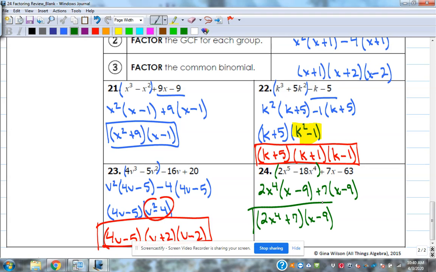Again, very important. Remember your rules. Descending order first. GCF, count the terms. 2 terms is either a difference of squares or a sum or difference of cubes. 3 terms, we're going to use the X method. 4 terms, we're going to group. And that is factoring polynomials.